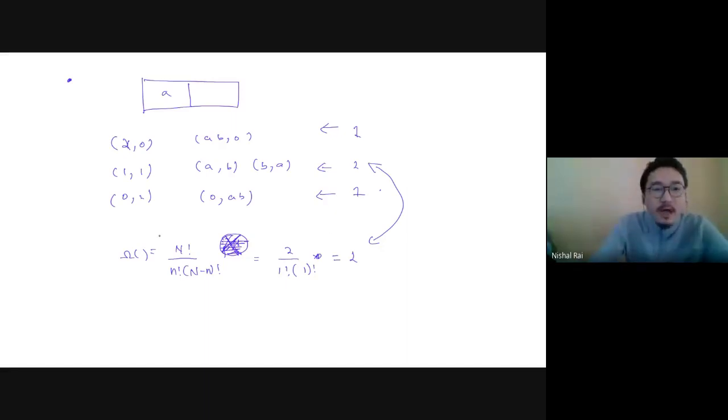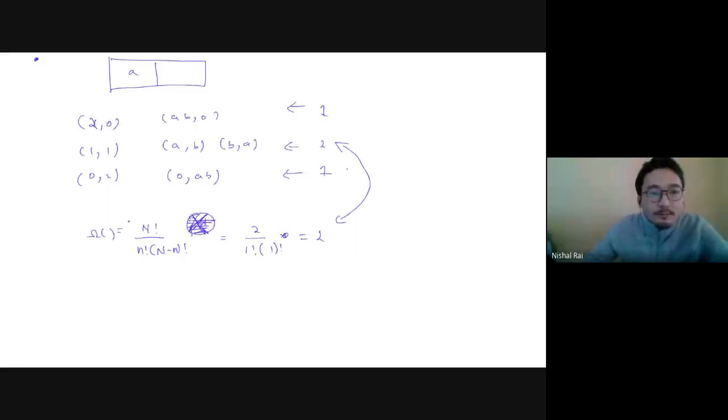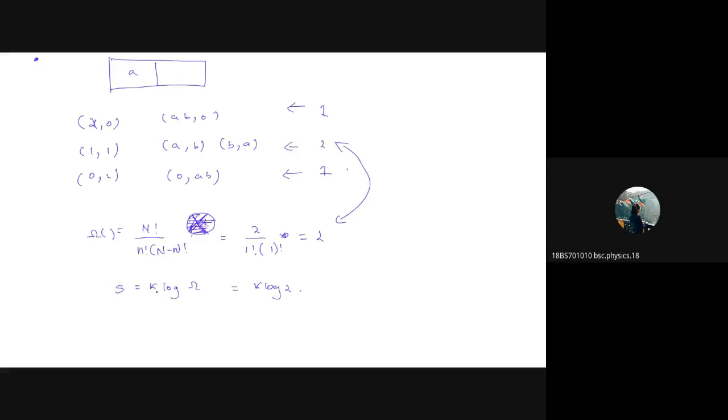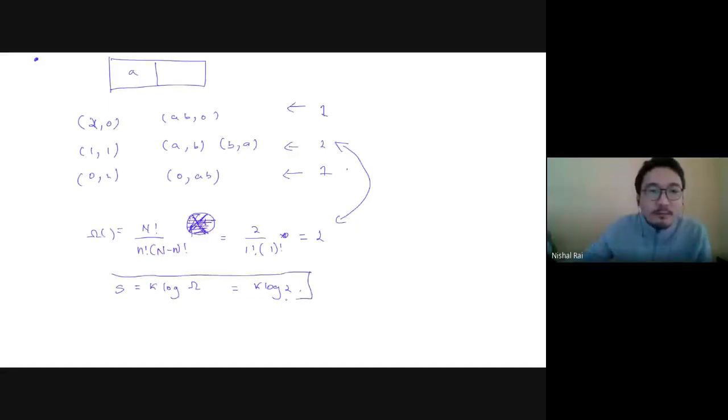Clear? So you are asked to find the entropy of the system. So S will be how much? k log of just this omega. Omega is how much? 2. So basically our entropy will be k log 2. Is it clear? Yes, sir. So in these three systems, where will the probability be maximum, where will the entropy be maximum?